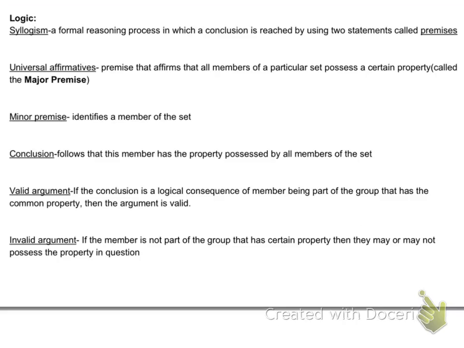A syllogism, something along those lines, I can't say that properly right now, is a formal reasoning process in which a conclusion is reached by using two statements called premises. We have a universal affirmative, guys. The universal affirmative affirms that all members of a group possess it. It's called a major premise. And then you've got a minor premise, which identifies someone as part of that group. And then the conclusion would only follow that the person that you identified as a member of the group possesses the quality of that group.